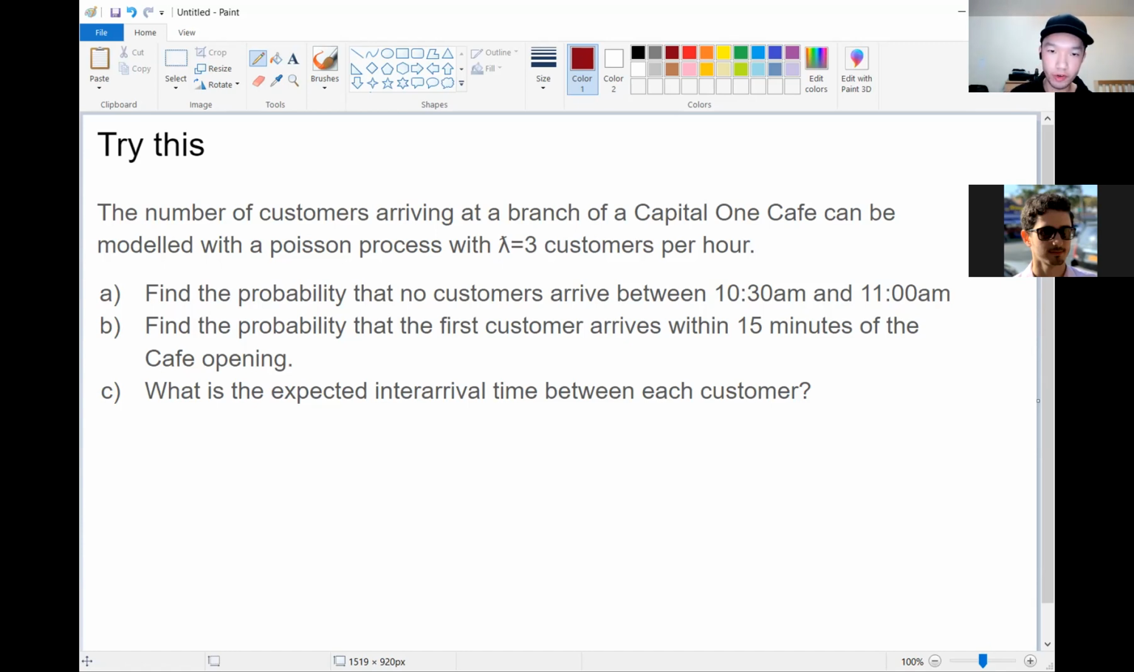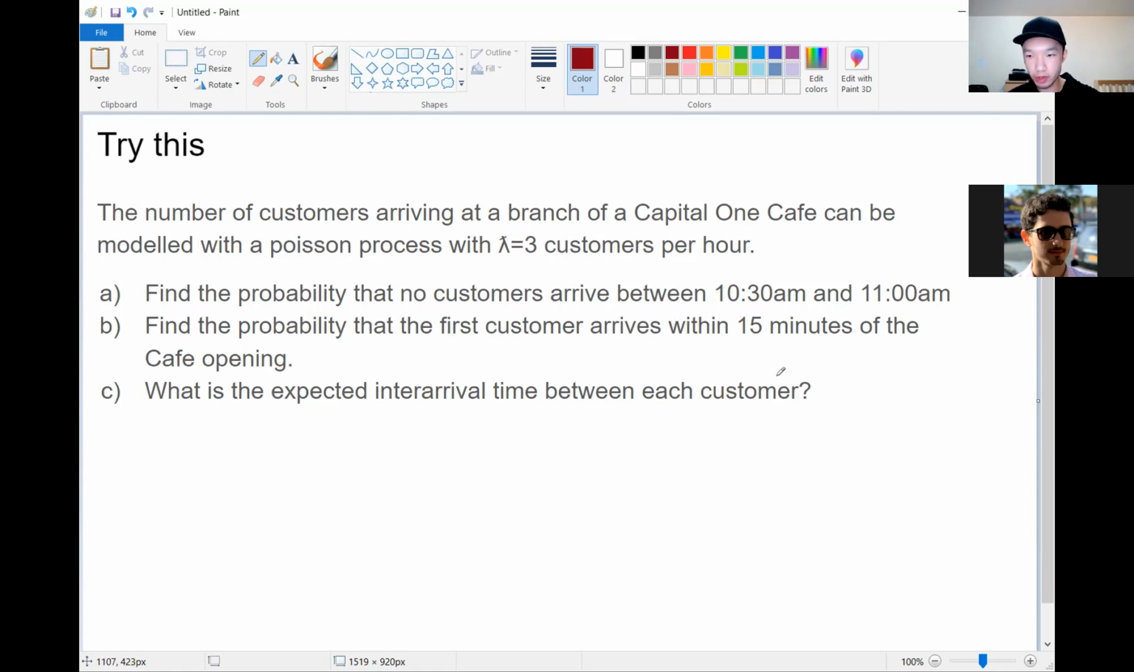All right, let's go over this question. The number of customers arriving at a branch of a Capital One Cafe can be modeled with a Poisson process with lambda equals 3 customers per hour. Find the probability that no customers arrive between 10:30 and 11.